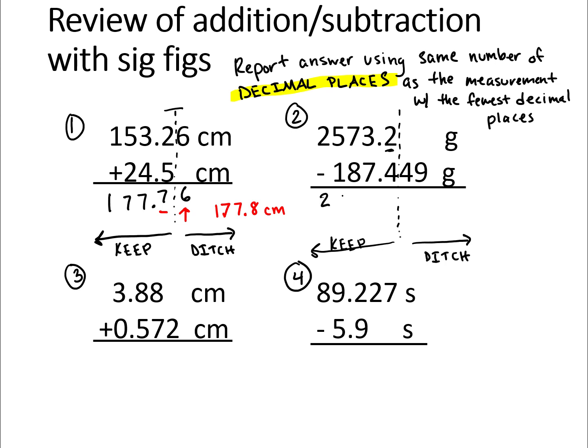So I'll write in the calculator answer, 2385.751. That's the calculator answer. I need to round this 7. I'm going to look at the number next to it, the 5. I'm going to go up 1. So my answer will be 2385.8. And don't forget units, grams.